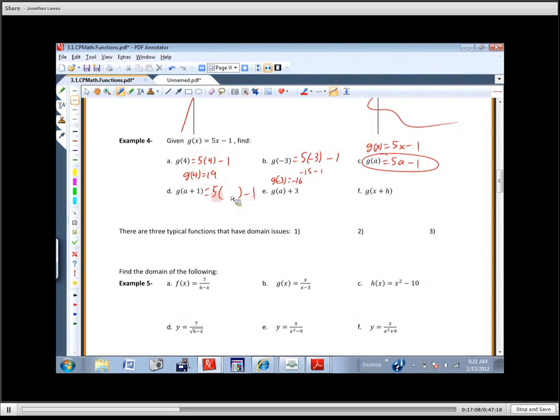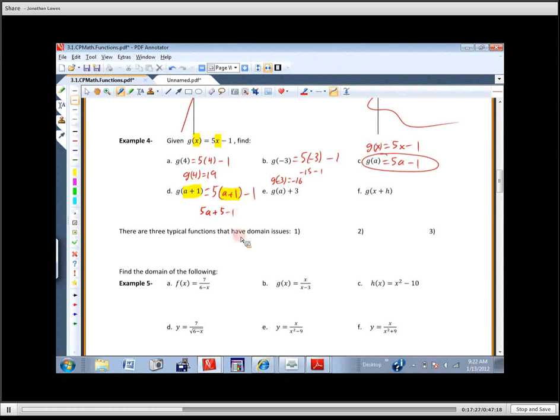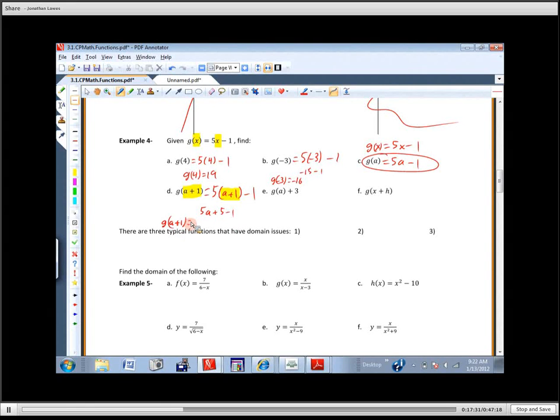But what I want you to notice is this. Wherever there used to be an x, there's now an a plus 1. So there used to be an x here. There's now an a plus 1 here. We're just going to do a little bit of simplifying. So this is going to be 5a plus 5 minus 1. So G of a plus 1 is 5a plus 4. That would be our answer. And you've got some problems like that.